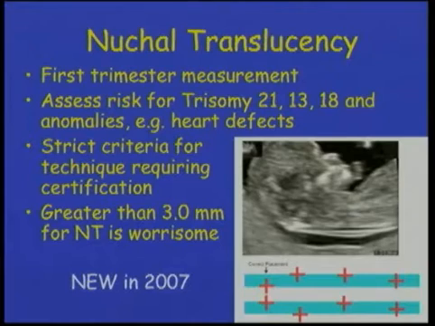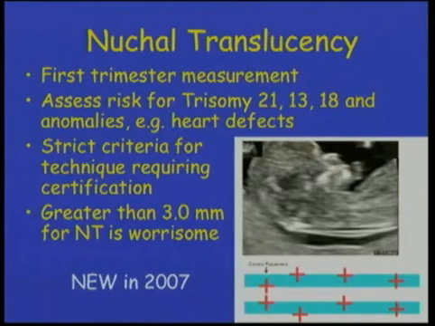In 2007, the guidelines recommended that we consider doing nuchal translucency measurements in order to assess risk for trisomy 21, 13, 18, and anomalies, such as cardiac defects, because fetuses with congenital heart disease often have an enlarged nuchal fold. There are very strict criteria for doing this technique, and it requires certification in order to be able to take adequate images that can be used accurately for a screening.